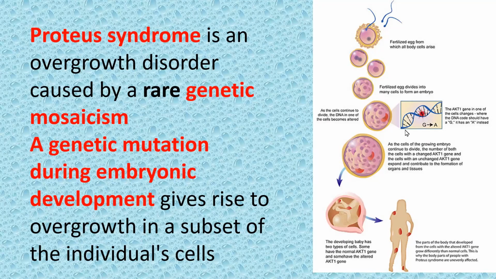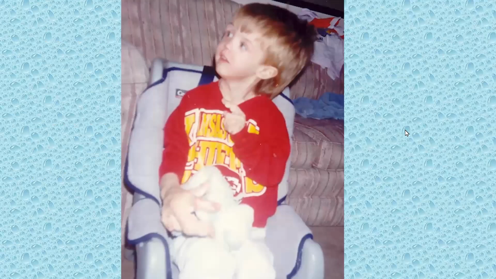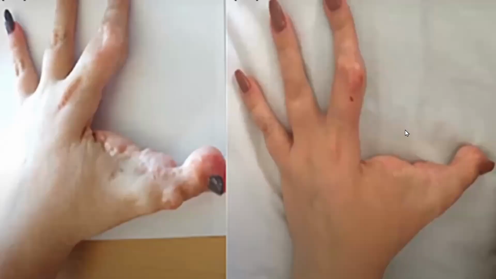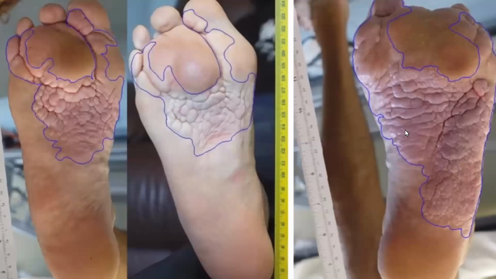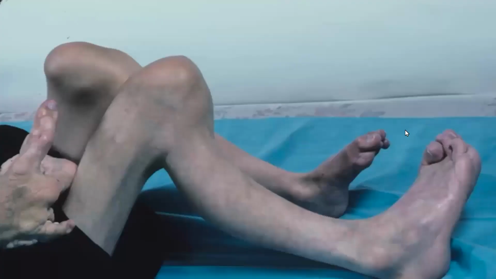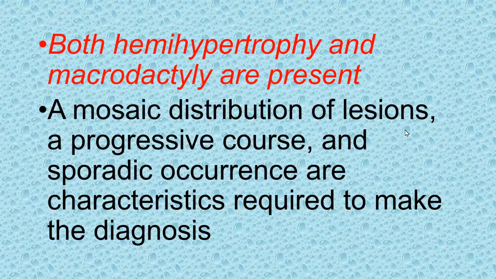Look at this child. He looks normal, but look at his hand on the right-hand side. He has overgrowth and it is totally abnormal. The bottom of the feet look just like the brain in Proteus syndrome. The hands are involved. You see there's overgrowth, some fingers are absent, etc. And look at the feet of multiple patients with Proteus syndrome, just like the brain. These are the deformities one could have. Both hemihypertrophy and macrodactyly are present.